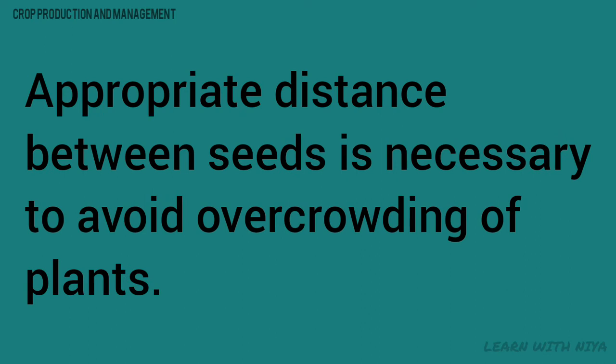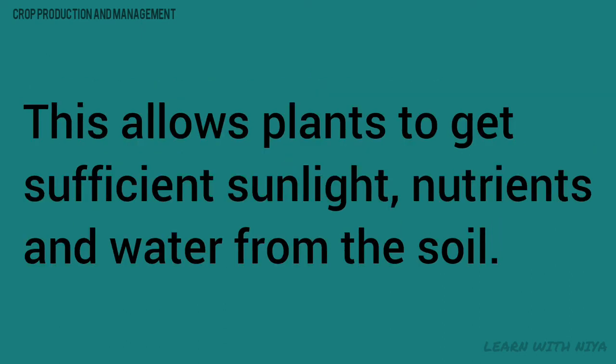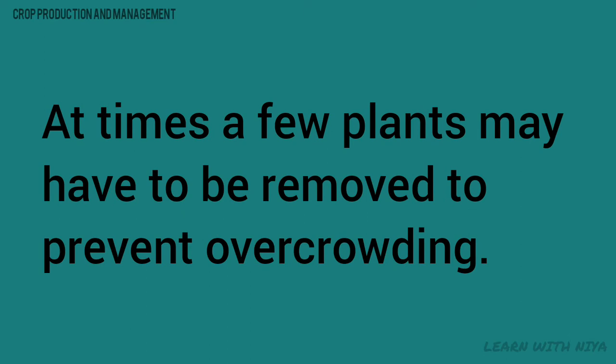Appropriate distance between the seeds is necessary to avoid overcrowding of plants. This allows plants to get sufficient sunlight, nutrients, and water from the soil. At times, a few plants may have to be removed to prevent overcrowding.